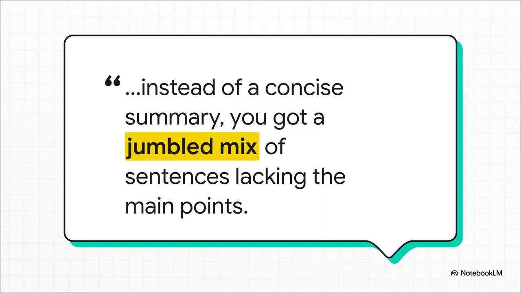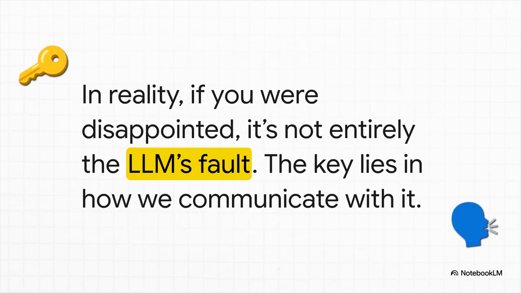Like maybe you asked it to summarize a really complex article, and what you got back was just, well, a mess. A jumble of sentences that completely missed the entire point. It's super frustrating, especially when you know how much potential is just waiting to be unlocked in there. But here's the thing, and this is the good news. If you felt that disappointment, it's not really the AI's fault. And honestly, it's probably not your fault either.